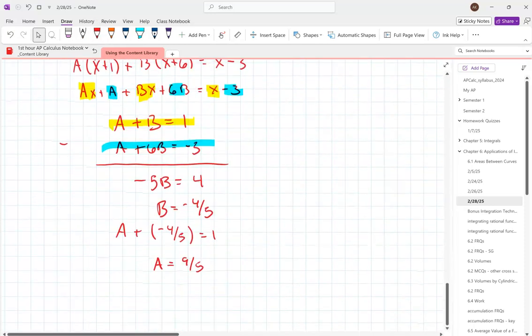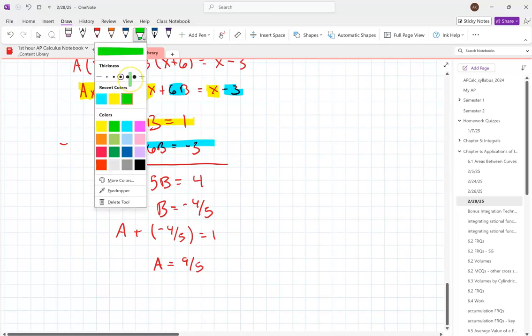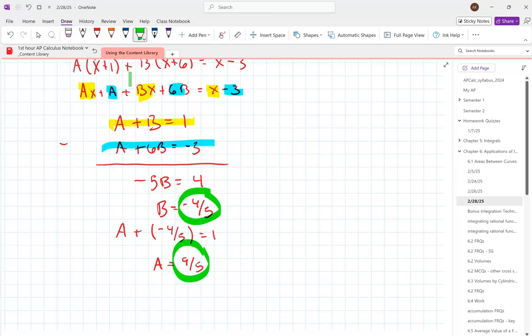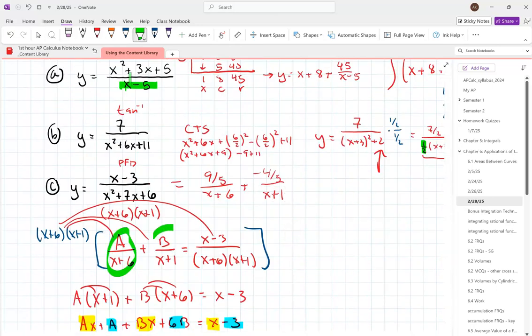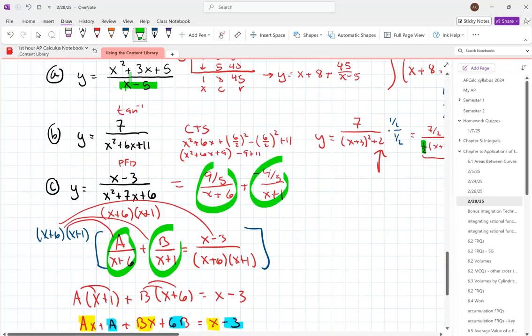Just make sure that when you're solving for A and B, you put them over the right fraction. The most common mistake is switching which one is over which denominator, and that's going to give you the wrong answer. You can't screw that up. You have to be careful on that. I know it seems obvious, but it's an easy mistake to make when you're stressed out or whatever.